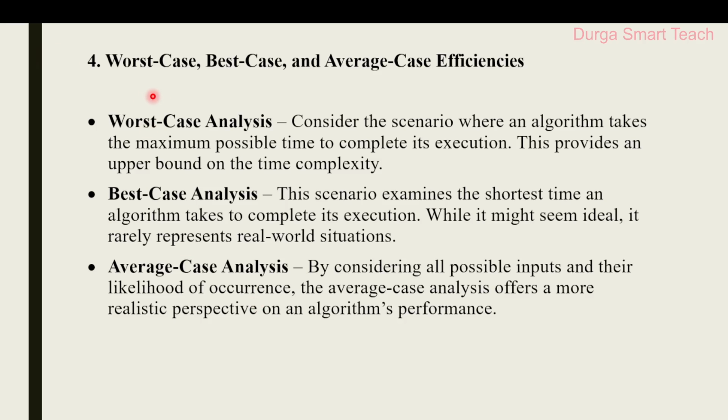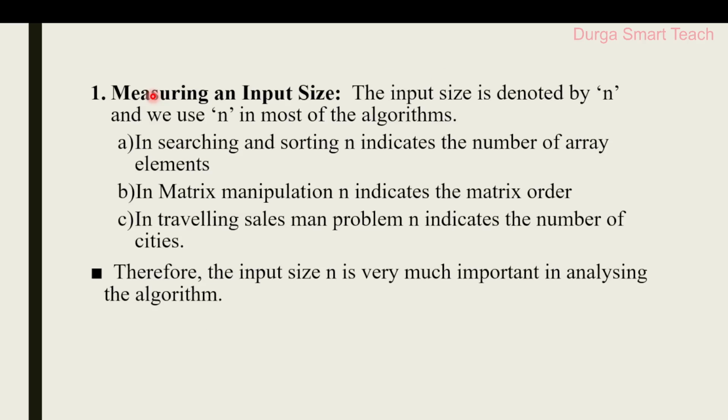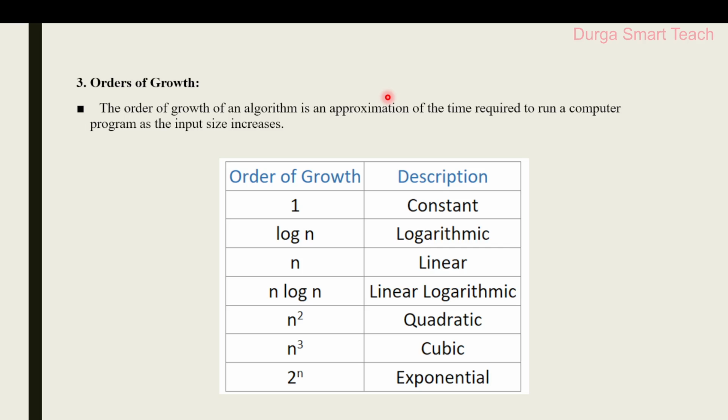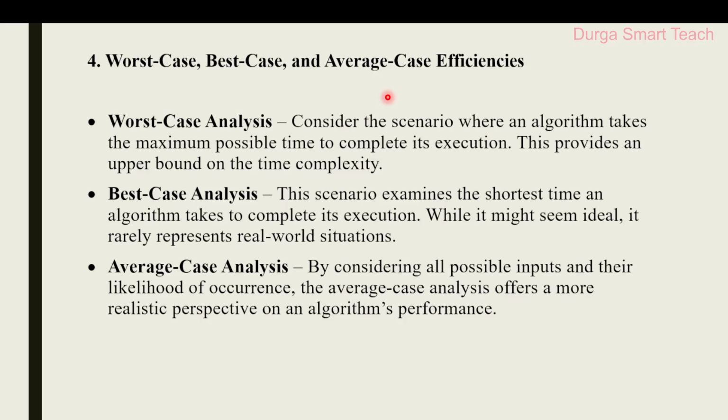So the first one is measuring input size. The second one is units for measuring running time. And the third one is order of growth. And the fourth one is worst case, best case, and average case efficiencies.